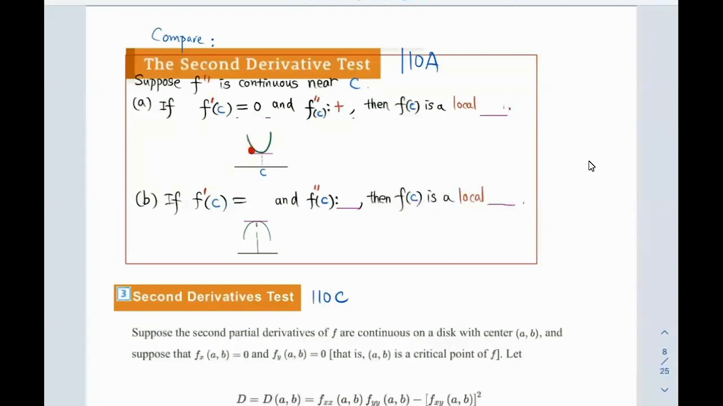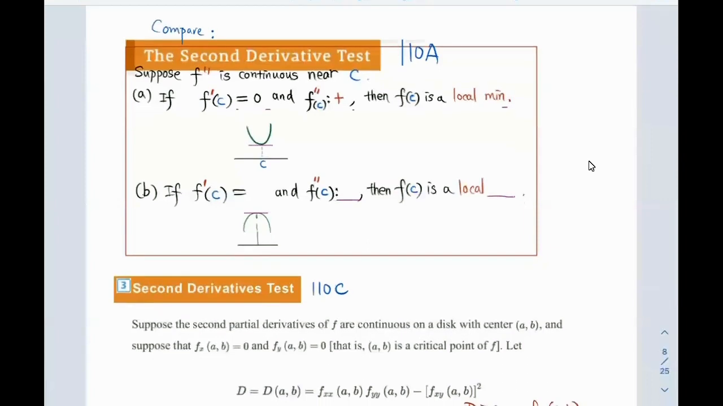If f prime of c equals 0, so you're going to have a horizontal tangent here. And then the second derivative is positive near the c. So near the c, we're going to have a concave up curve. Then the function value here is a local what? Minimum. Yes, good job.